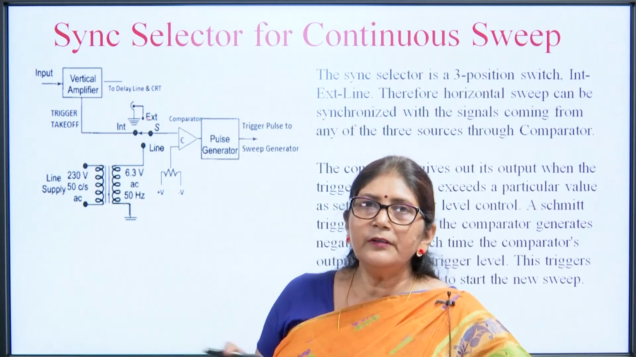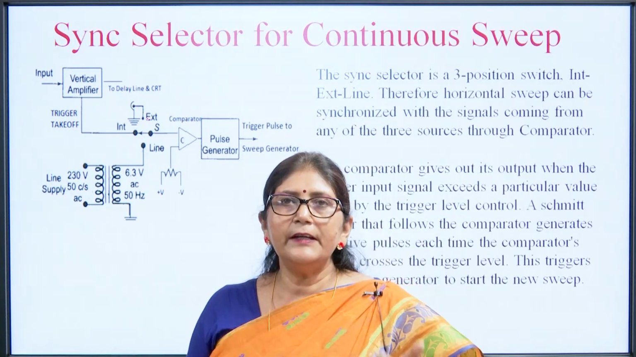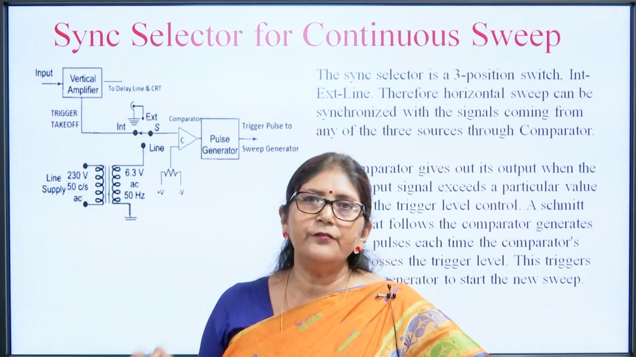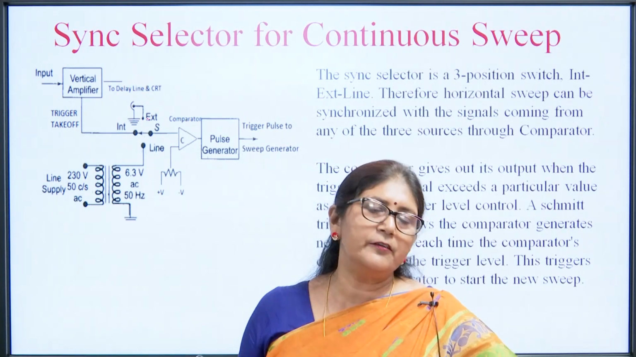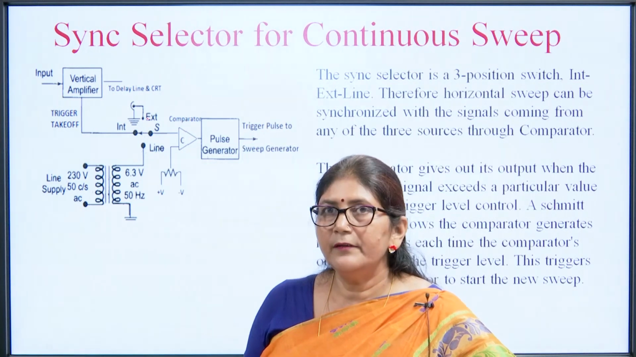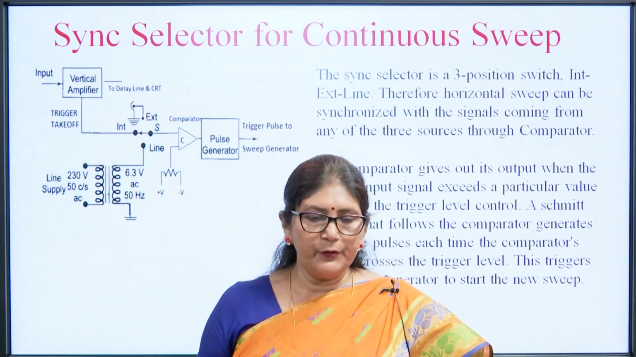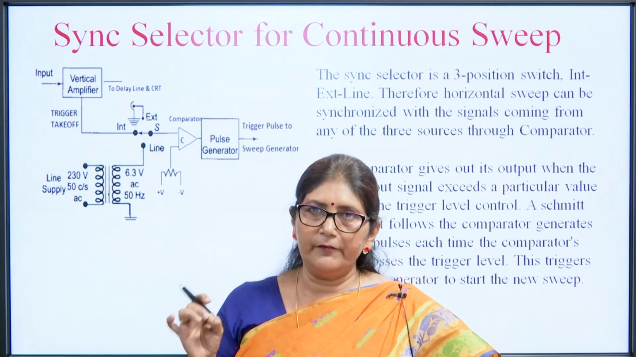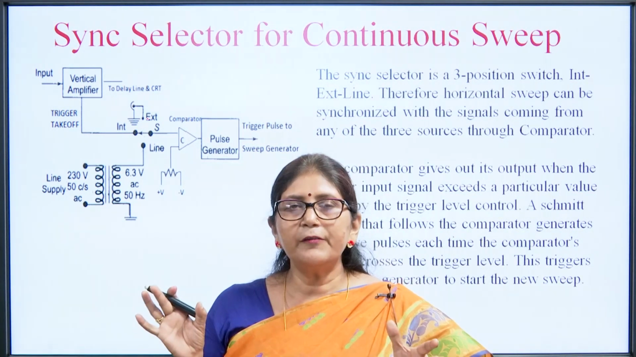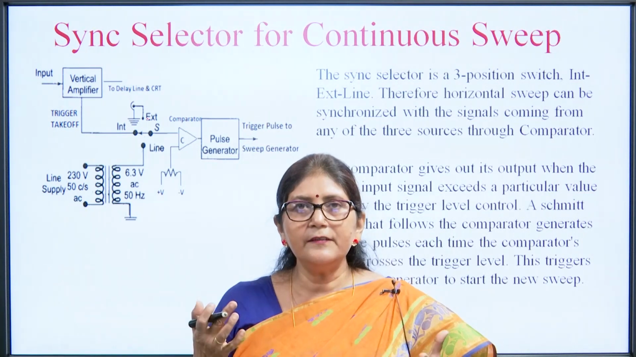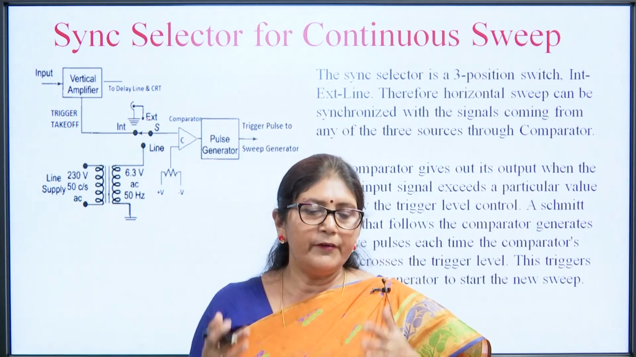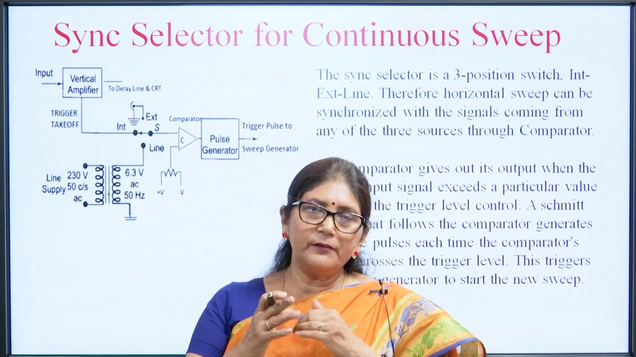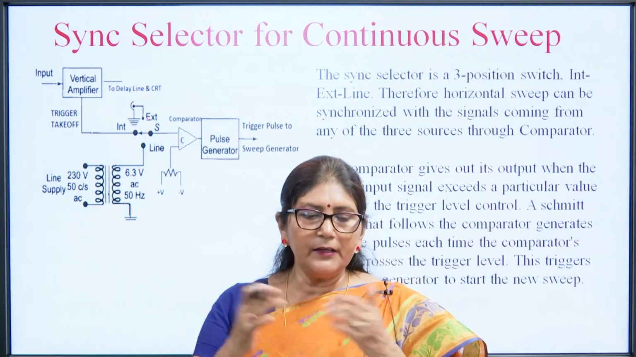As we know, the selector has three positions: internal, external, line. Therefore, the horizontal sweep can be synchronized with the signal coming from any of the three sources through the comparator. The comparator gives an output when the trigger input signal exceeds a particular level. So, the function of the comparator is to compare the two signals and give an output when both signals are the same, or when one signal increases beyond the other.